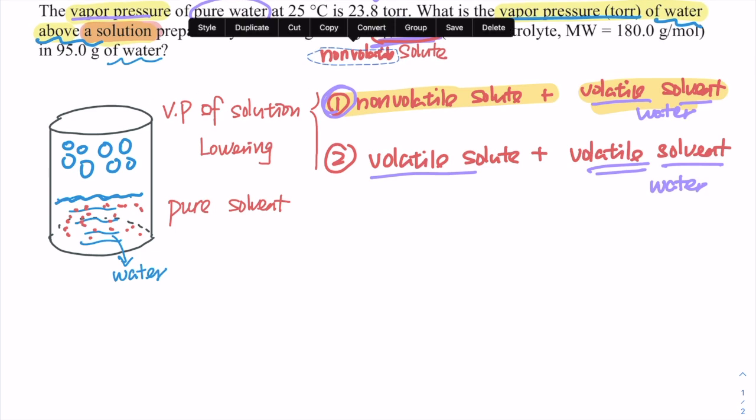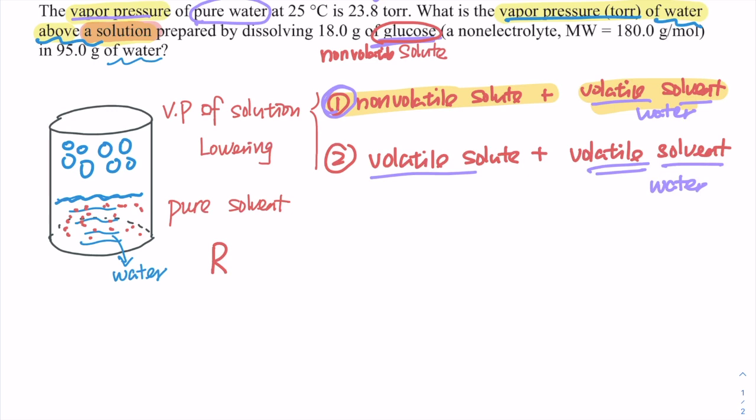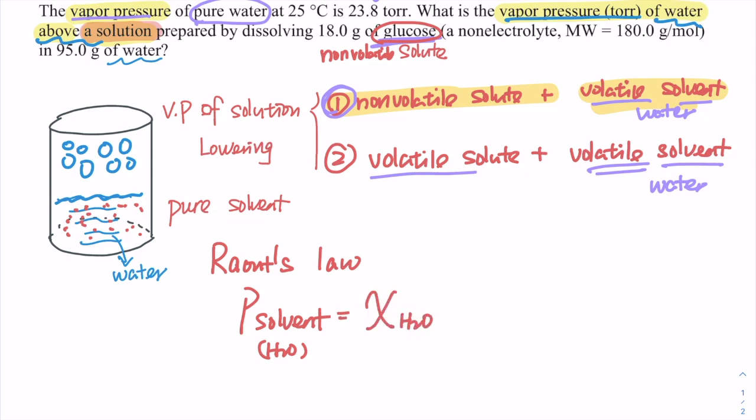Now we understand that. Let's write down the equation we need to use to solve for vapor pressure. That's the next thing we need to know. We will use Raoult's law. The equation is that the pressure exerted by the solvent, in this case water, equals the mole fraction of the solvent times the pure vapor pressure of the solvent. I'm just going to use what applies to our question.